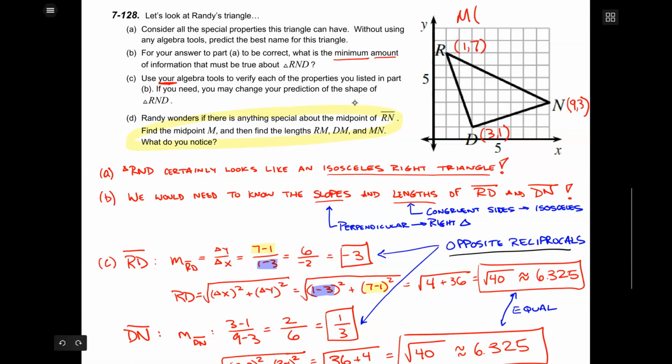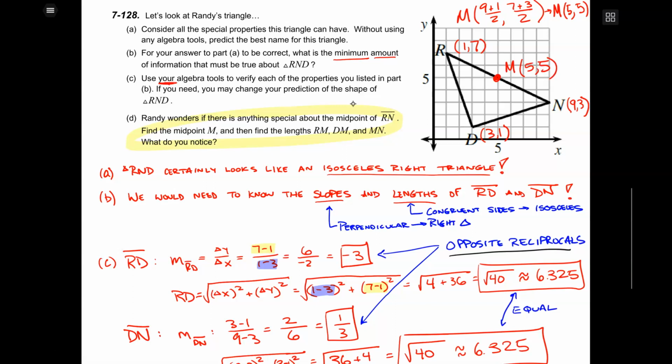The midpoint of RN is the average of the x-coordinates, so I have 9 plus 1 over 2, and 7 plus 3 over 2. See, 9 and 1 is 10, 10 divided by 2 is 5, and 7 plus 3 is also 10, divided by 2 is 5. So hey, we got 5 comma 5 there is the midpoint of RN.